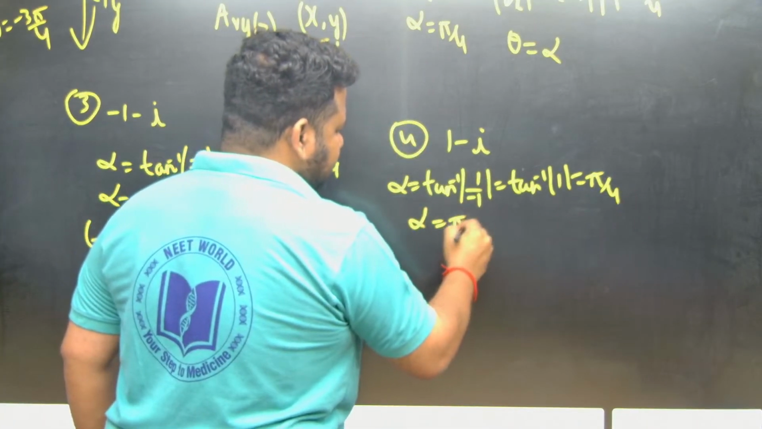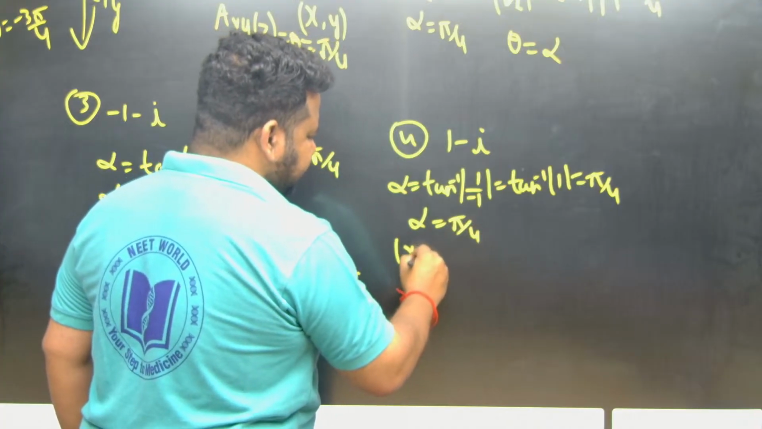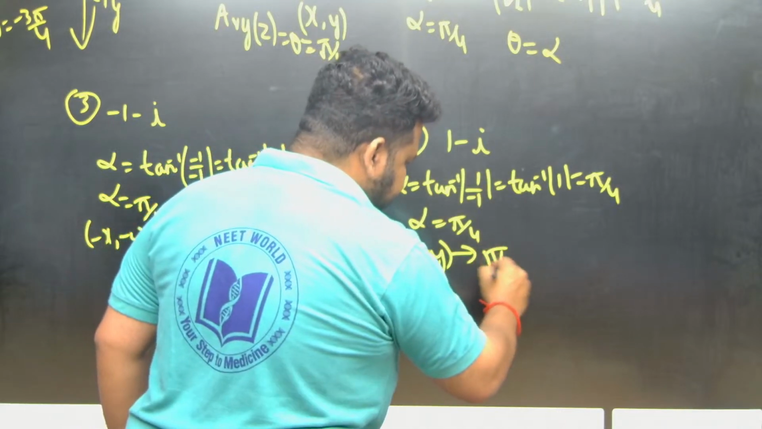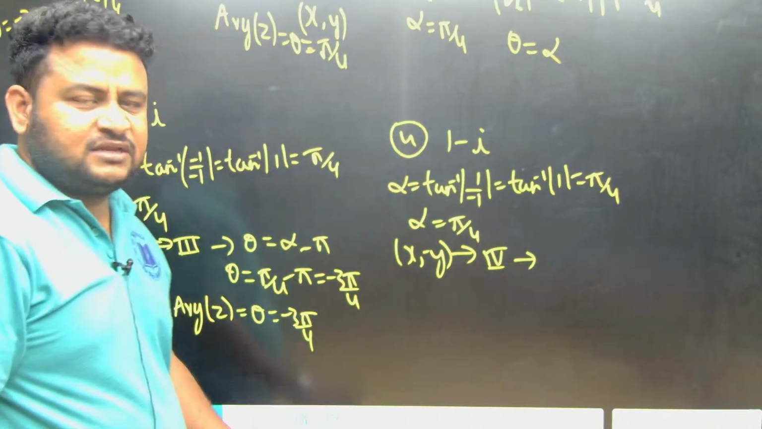Pi by 4. Now see here, we are having x comma minus y. That means this is in which quadrant? This is in the fourth quadrant.